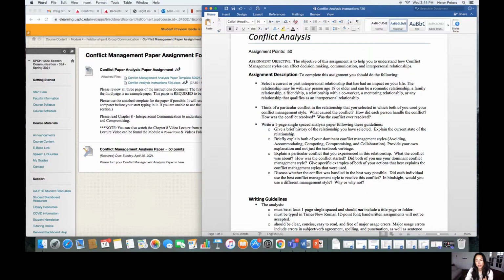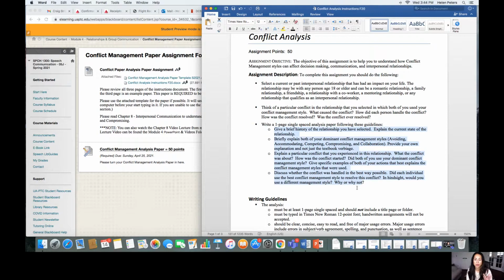Right in this section, you're going to be giving a brief history of the relationship, and you're going to talk about who that person is to you, and a little bit about the relationship. You do not have to give tons of detail, but just let me know how close you were with this person. Is this an ongoing relationship? What was the conflict in the relationship? You just want to give me a brief understanding of the relationship.